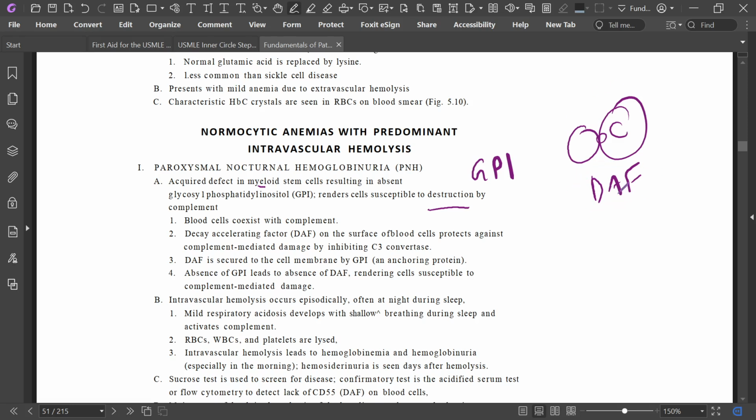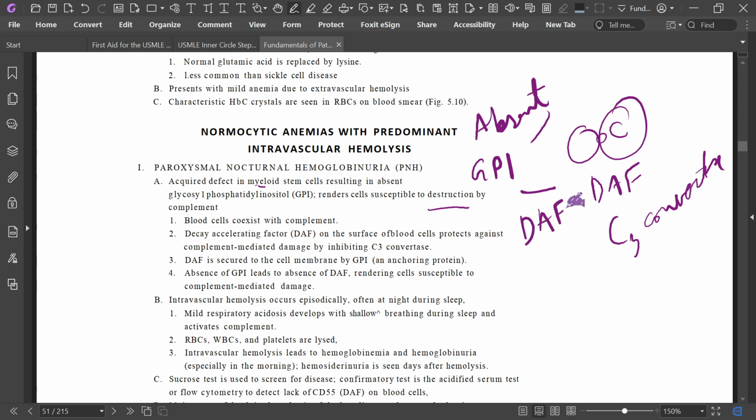DAF protects against complement mediated damage by inhibiting C3 convertase. And DAF is secured to the cell membrane by GPI, which is an anchoring protein. If there is absent GPI, that leads to absent DAF, rendering cells susceptible to complement mediated damage.